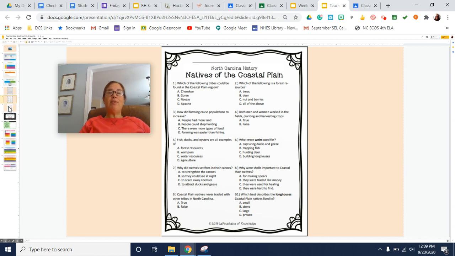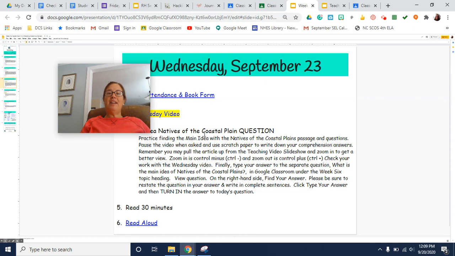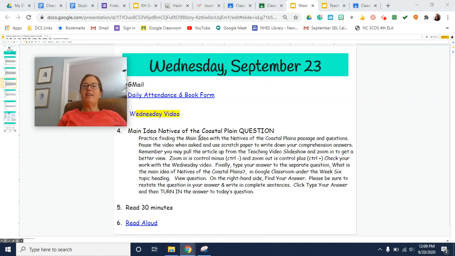All right, remember you have a resource following this because we're doing two things with this lesson. We are learning about main idea in language arts, but we're also covering some of our social studies learning about the coastal plain Native Americans. You have 2 tasks for today. That completes one of them. We just answered our main ideas of the Native American coastal plains.